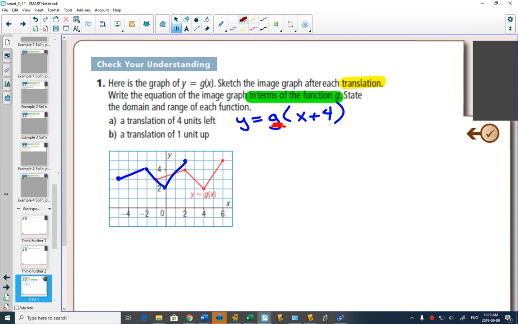I'm going to switch colors here. A translation of 1 unit up. Well, again, that's easy to draw. Just take each of these points and shift them up 1 unit and connect the dots. What does that look like as an equation in terms of the function g? Well, that would look like g of x plus 1. And that plus 1 happens outside of the function because we moved it up 1. And my equation is in terms of g because I have g of x on the right-hand side. Domain and range for my blue graph.